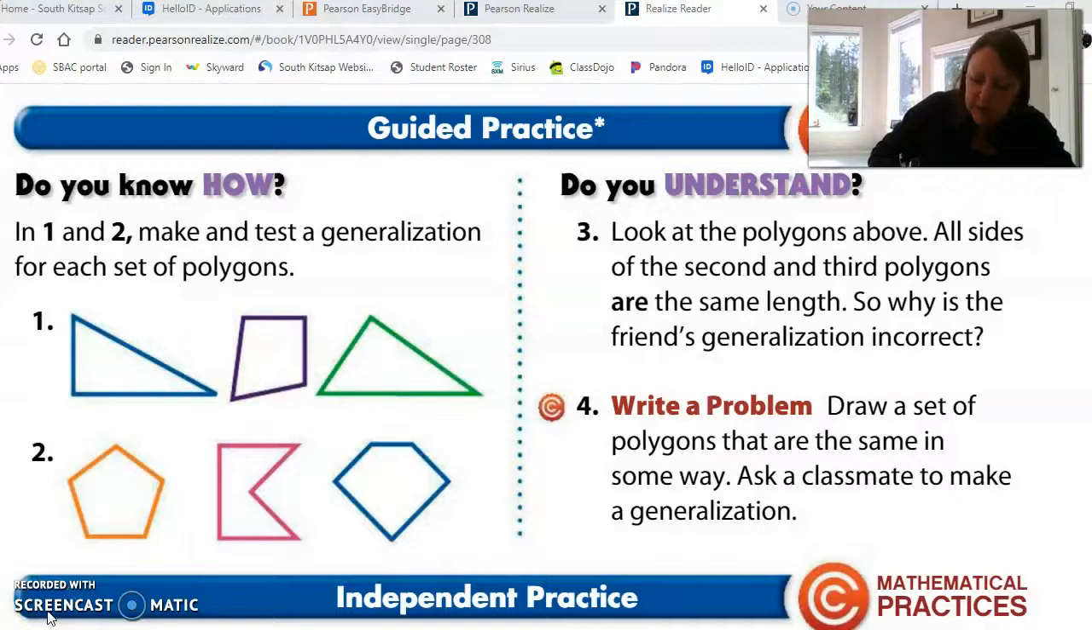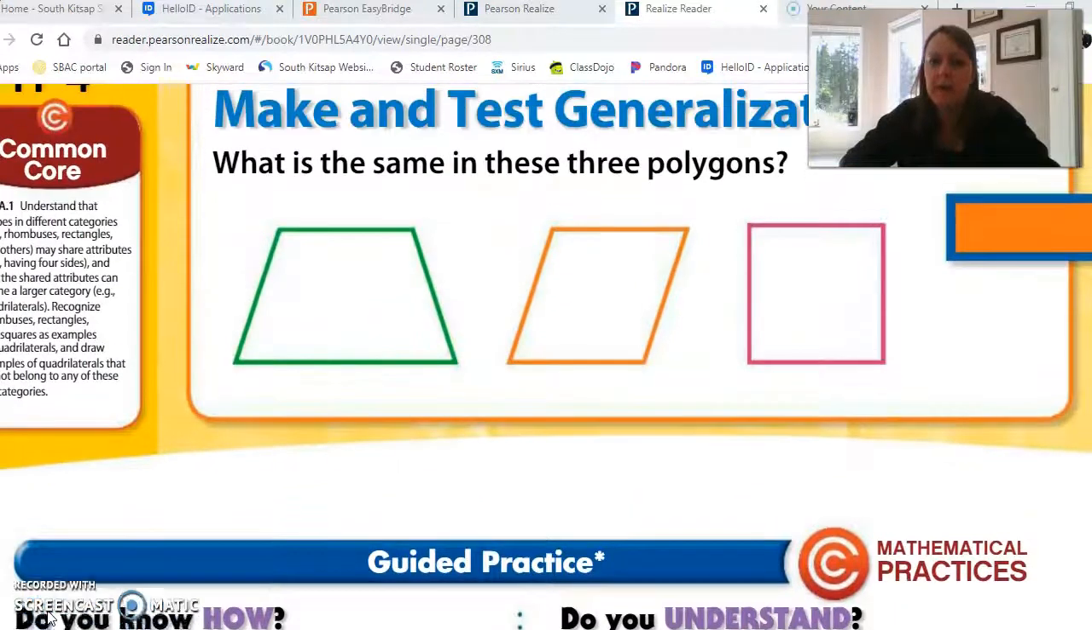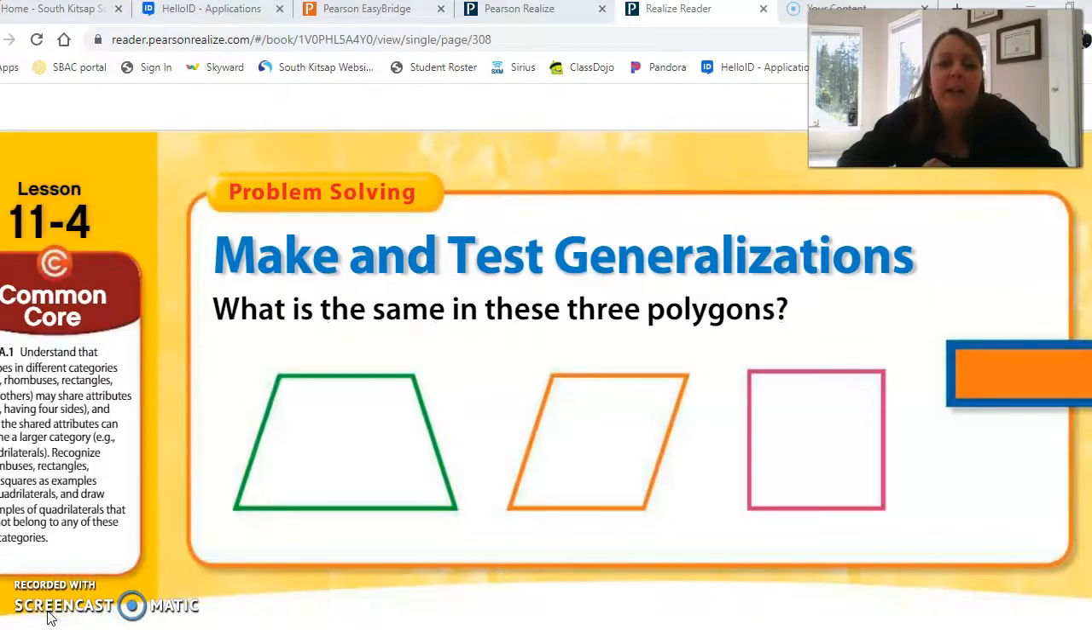Now it wants me to look at the polygons above. All sides of the second and third polygon are the same length. So why is the friend's generalization incorrect? So I'm going to go back up here. And I remember, because I've already watched the video, that my friend said that all of these have the same length sides. Okay, and this parallelogram rhombus does have the same length sides, and so does this one. But how come I can't say that that is true about all 3? Because this one here does not have the same length sides.